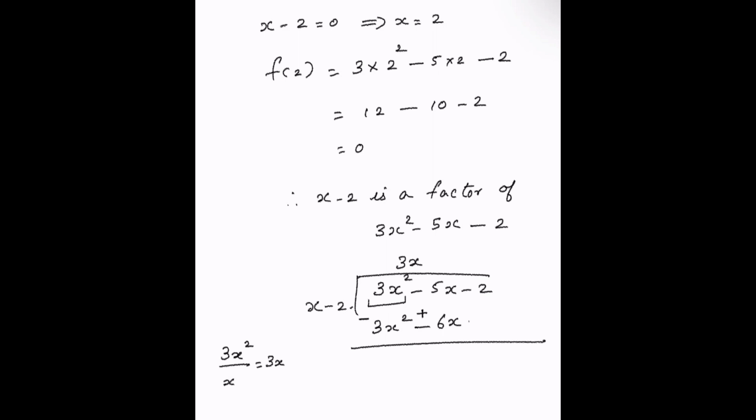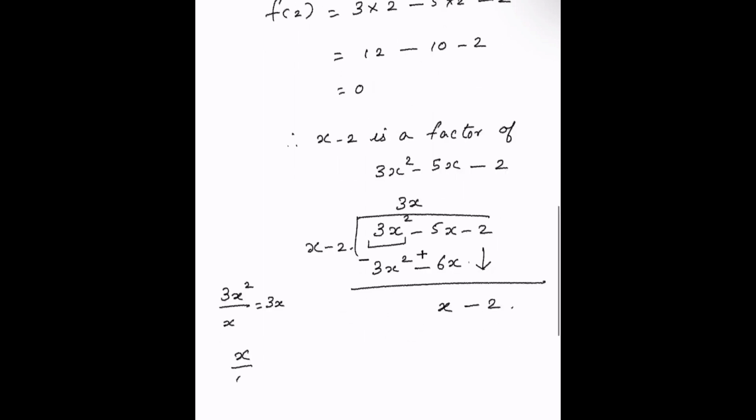So do that, you get just x, bring down this minus 2. How many times? x divided by x is 1. So you get plus 1. So 1 into x minus 2 is x minus 2 itself, so 0. So therefore, what is the other factor? Second factor.